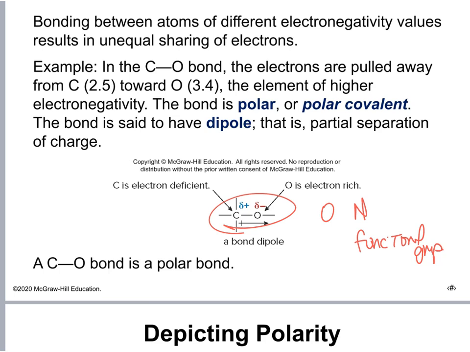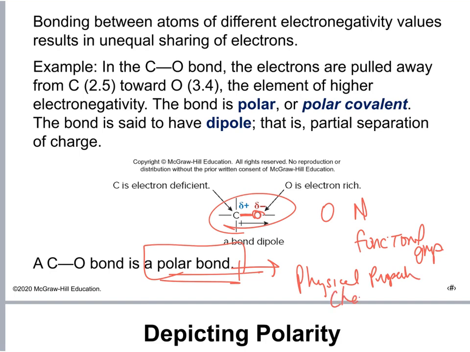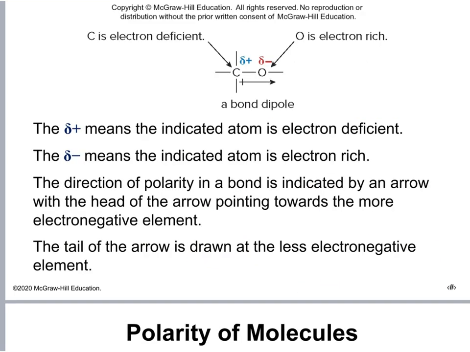So oxygen, here we draw this like this. Those electrons in that bond are going to get pulled towards the oxygen and make it a polar bond. And that's going to determine a lot of the physical properties. It's also going to determine the chemical reactivity that we're going to be learning for the rest of the school year.